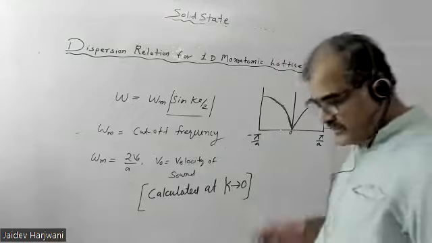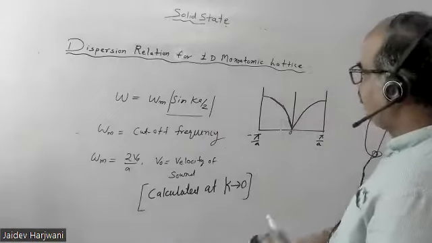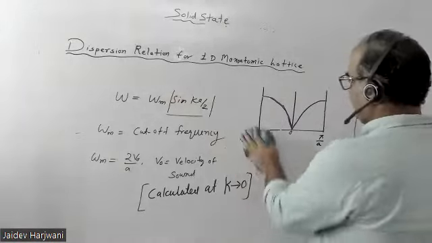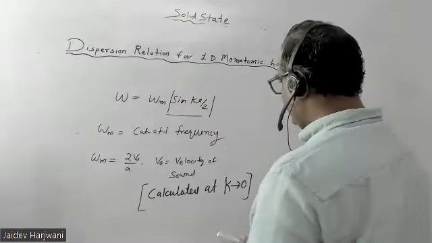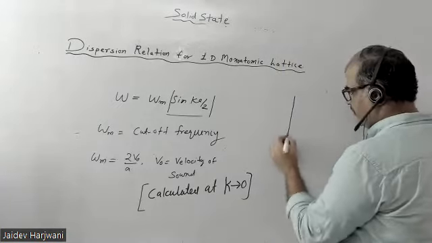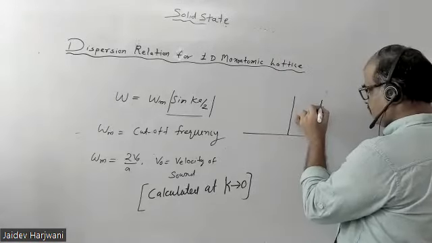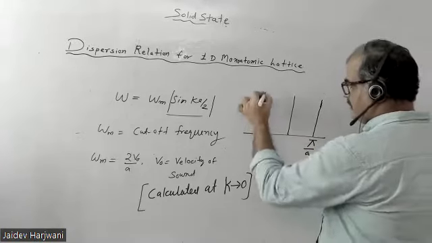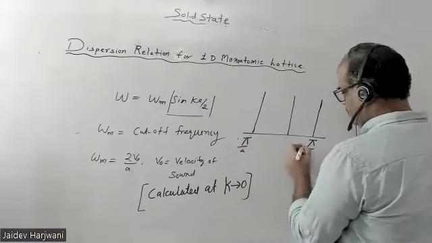So yesterday we were discussing that for a one dimensional monatomic lattice, the dispersion relations are given by these expressions. And there is a cutoff frequency, a maximum frequency. The cutoff frequency occurs at the edge of the region; let me draw again. This is the region pi by a to minus pi by a.